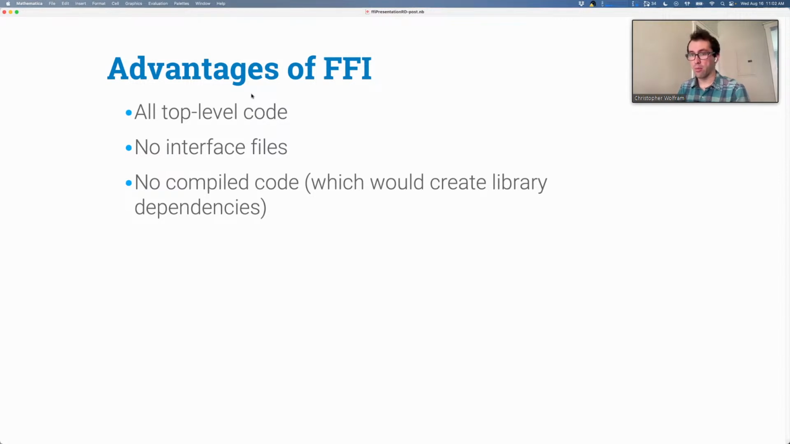For example, if you're building a paclet that relies on an external library, with LibraryLink you'd have to compile an interface library for all the platforms you care about and so on. But with FFI, you don't need to do that. As long as you have the library, you don't need to compile anything else. And again, everything can be done in the top level. There's no need to write C or anything like that.